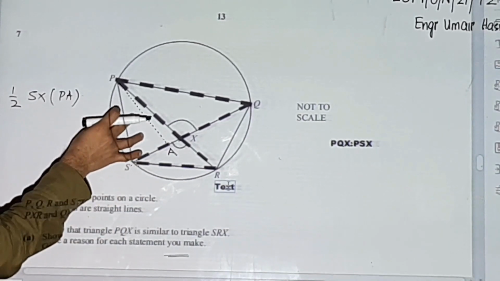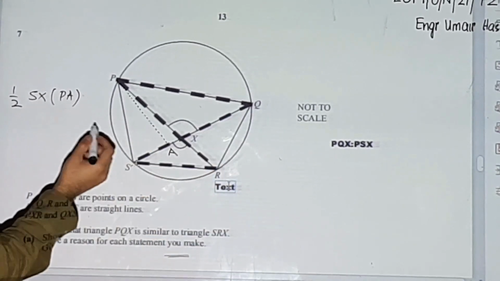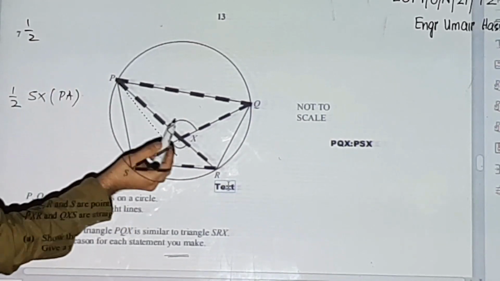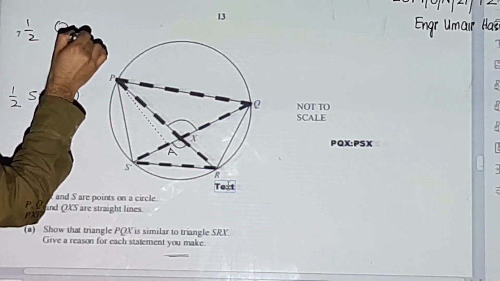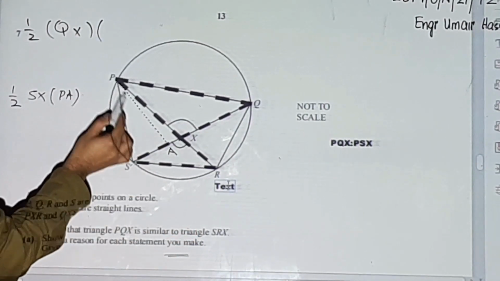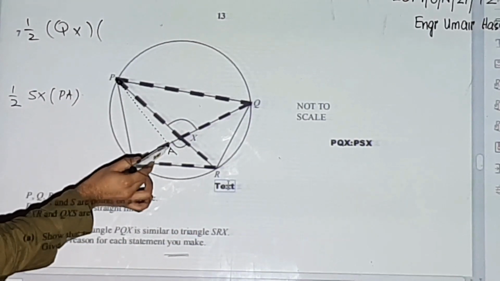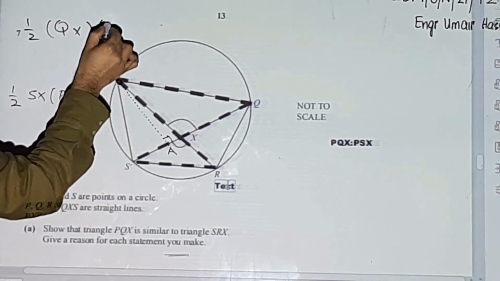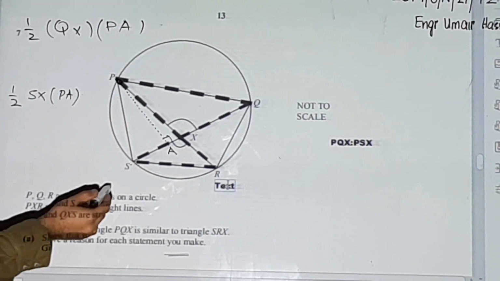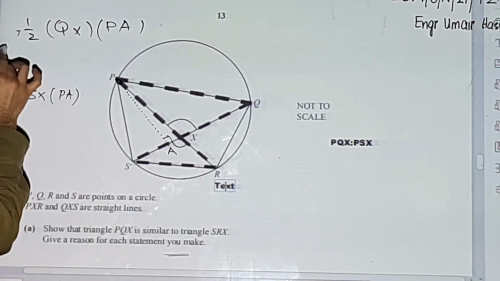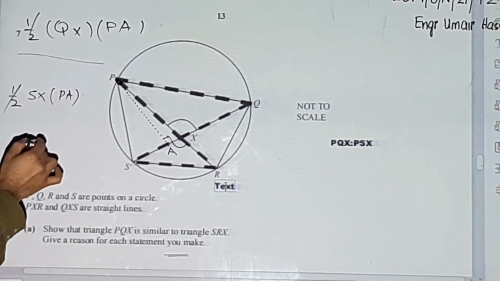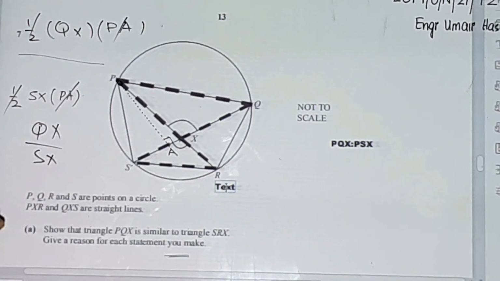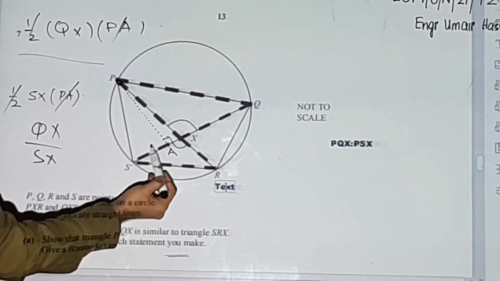Now this is the area of triangle PSX, and the area of triangle PQX will be again half, base is QX and height is this one, from this vertex to the line, if we extend the base, making an angle of 90 degrees over here, so PA. Now when you take the ratio of PQX to PSX, that is divide them, 1 over 2 will be cancelled, PA will be cancelled, so QX over SX will be the required ratio.